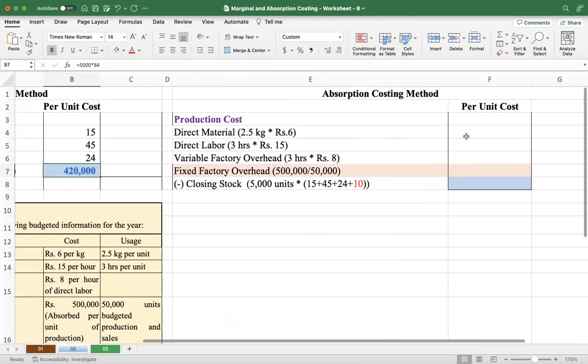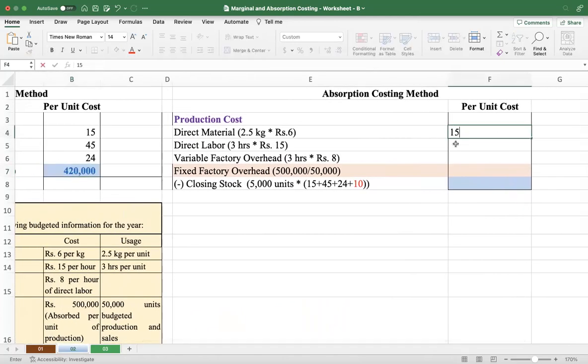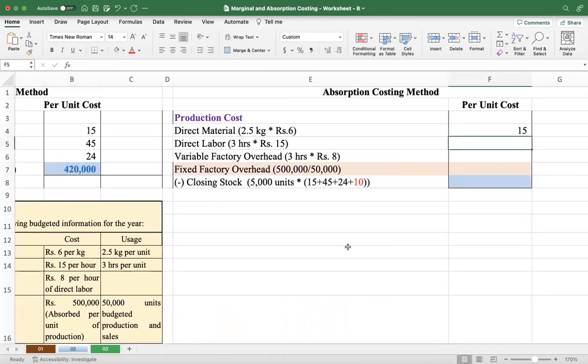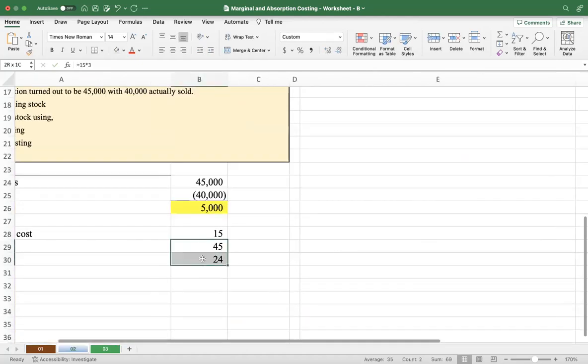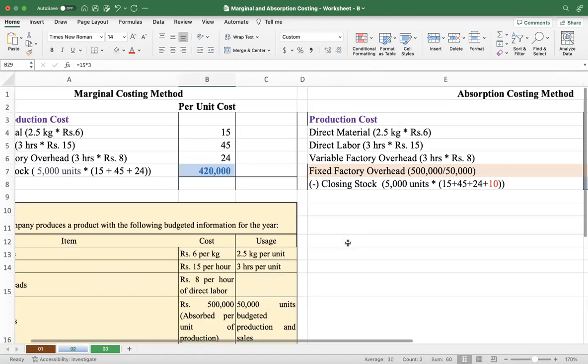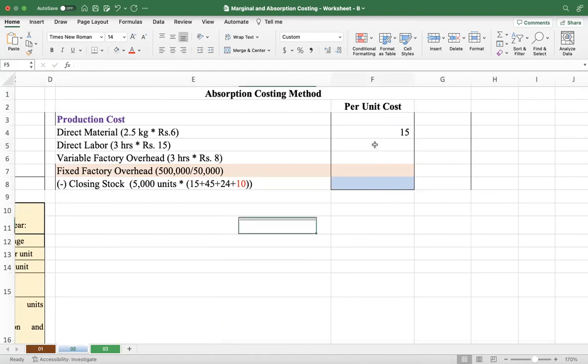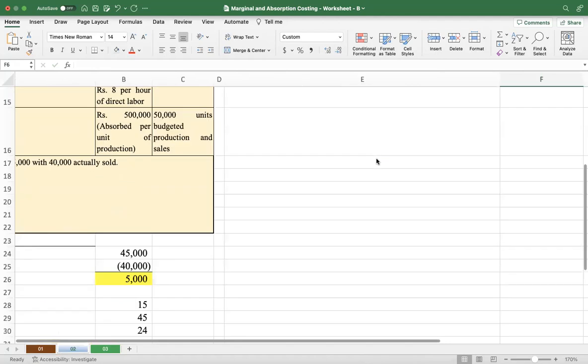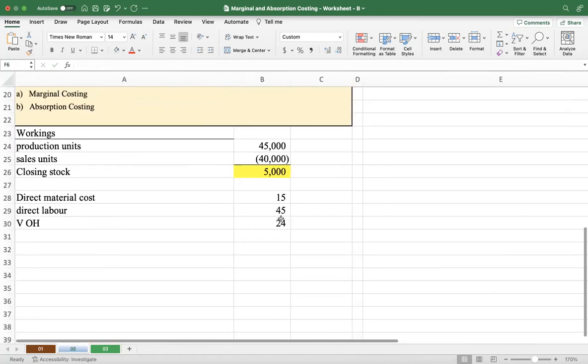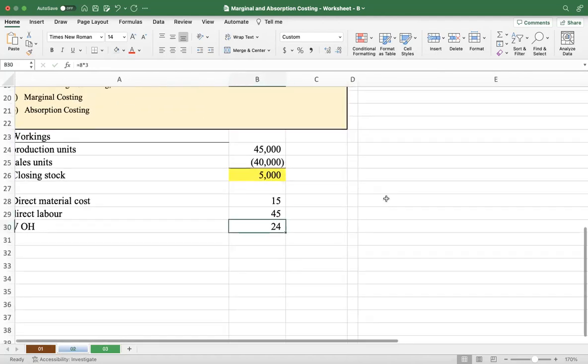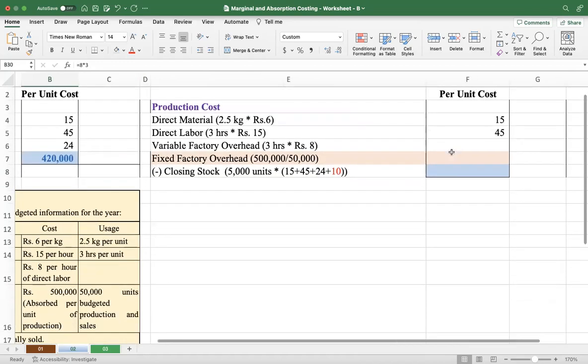So direct material again will be 15. We did this, so I will quickly do those things. These are the workings for those 3, because this is the same question. If it's a different question, then you have to calculate and find. Then here, direct labor will be 45. Variable factory overheads, how much? Here, 24. 8 into 3, 24.